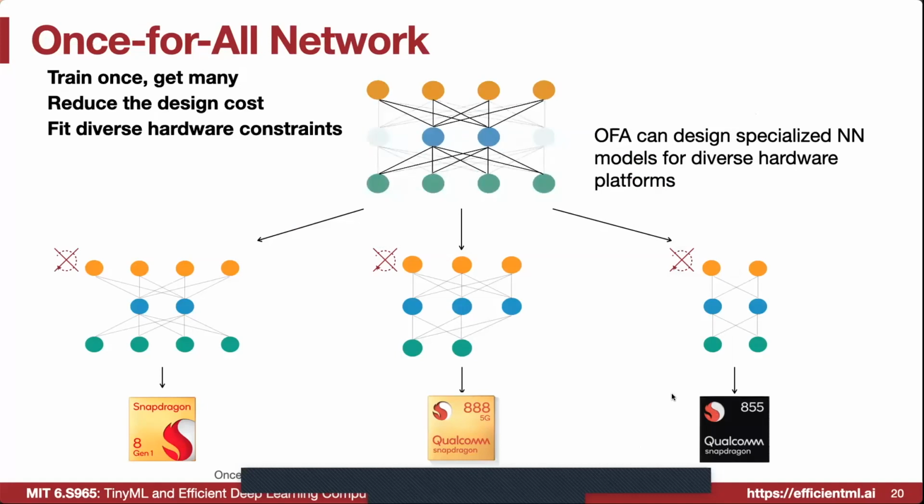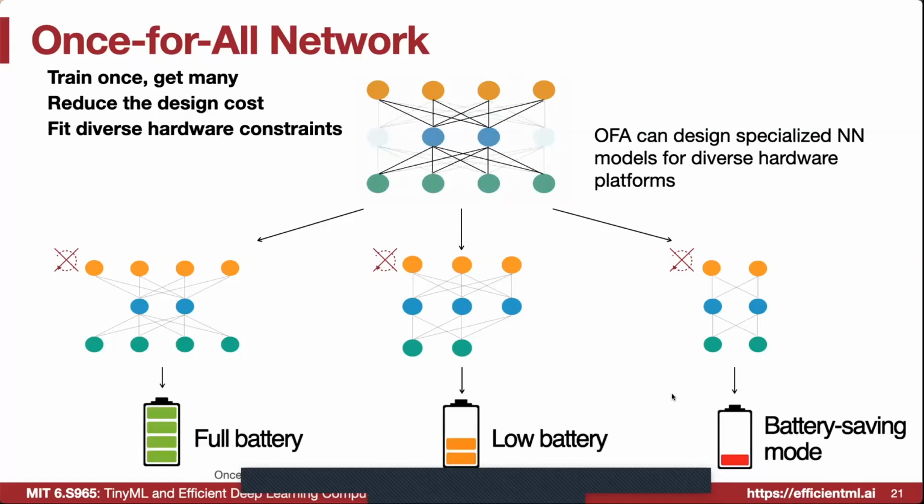You can design one model that contains many sub-networks that fit different hardware constraints, like a bigger subnetwork for a newer, more powerful chip, and a smaller subnetwork for an older chip. The benefit of the once-for-all network is that you don't have to train multiple different models, just one model. You can have multiple different subnetworks specialized for different hardware platforms. Also, we can use that for the full battery scenario and also the battery saving mode.